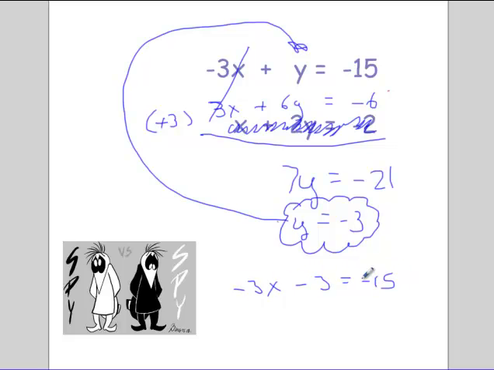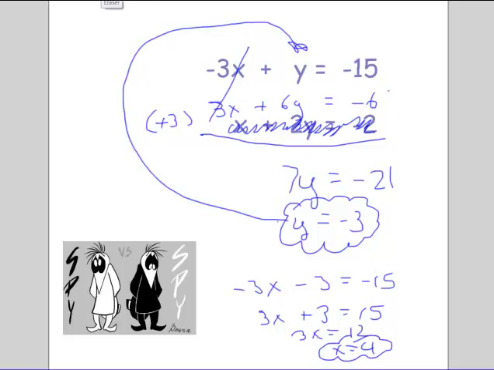Now all those are negative. I could just make them all positive by multiplying by a negative 1. Subtract 3 from both sides. Divide by 3, x equals 4.